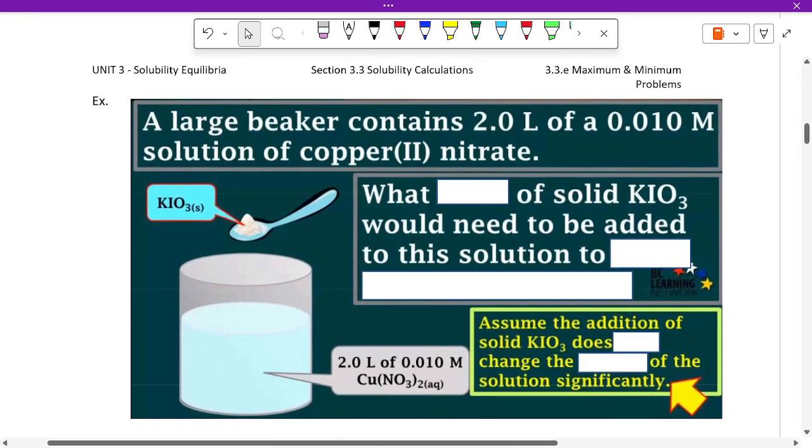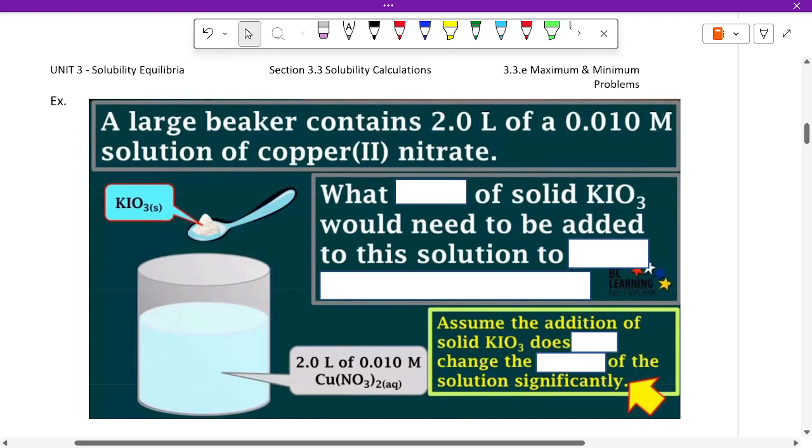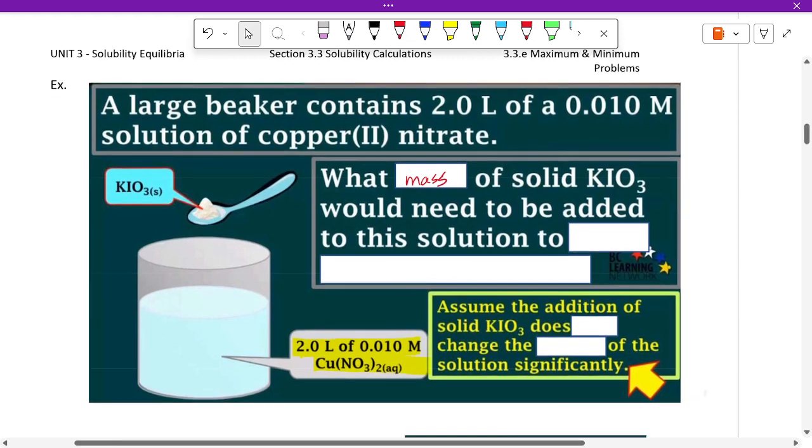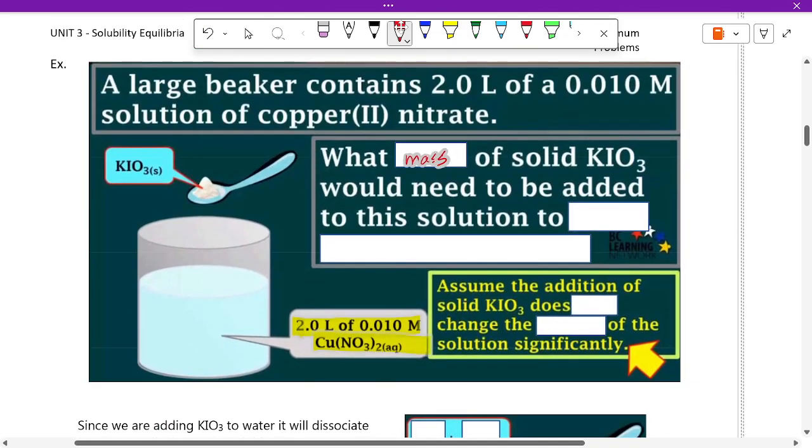So here we have a large beaker, and it contains 2 liters of 0.1 molar copper nitrate. Who do you think is the ion of interest there? Is it the copper or the nitrate? Copper. Okay. And we want to know what mass of solid KIO3 would need to be added to this solution to just start precipitation.